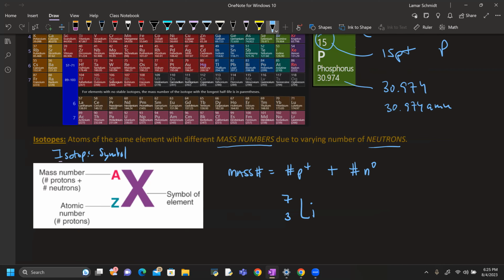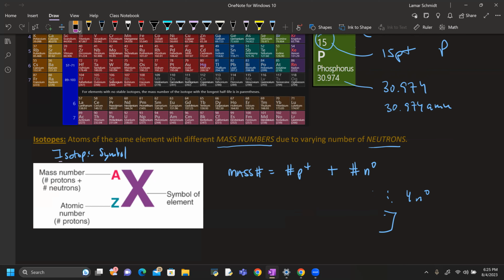So the question would be, well, how many neutrons does it have? Well, if the mass number is the number of protons and neutrons, and this is the number of protons, then 7 minus 3, that means this isotope of lithium has 3 protons and 4 neutrons. Now, if it was a neutral atom, how many electrons would it have? That's right, it would have 3 electrons. And this is more inferred, we can't see it here. We just know since lithium doesn't have a charge, that it must have the same number of electrons.